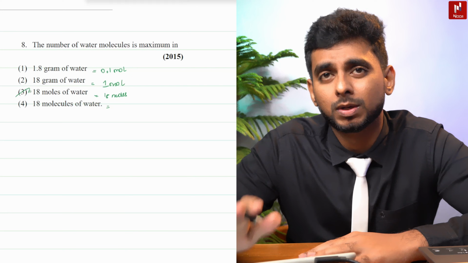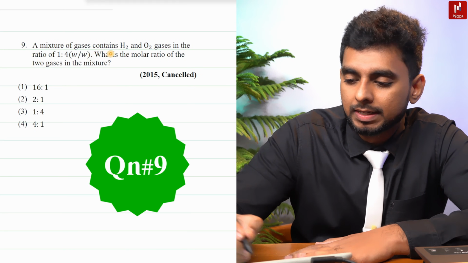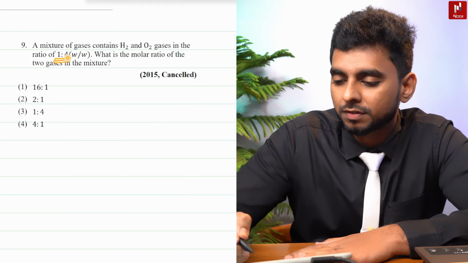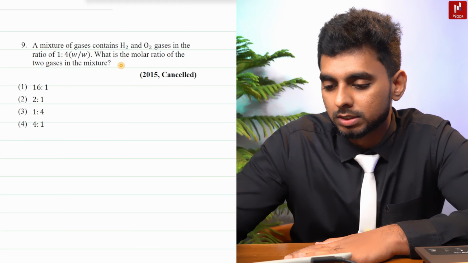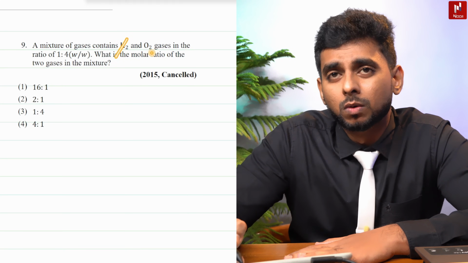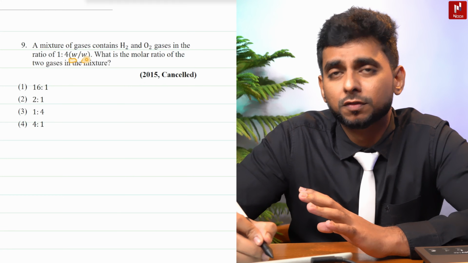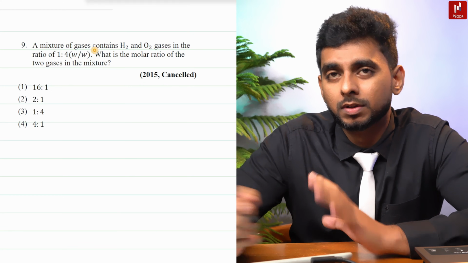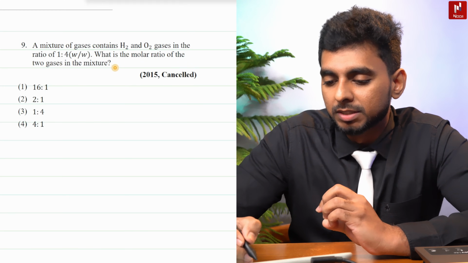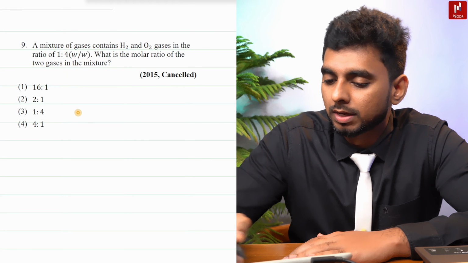Simple sum, straightforward, easy sum. Let's move on to the next one. Next question is, a mixture of gases contains H2 and O2 gases in the ratio of 1 is to 4. Fine, so that's how I've taken it in the ratio of 1 is to 4, which means if H2 is 1 part, this oxygen O2 is 4 parts. In terms of weight, they have given you clearly this is weight by weight, not by volume, right? In terms of weight, what is the molar ratio of the two gases in the mixture? So in what ratio is this gas present in it? That's what I need to find.